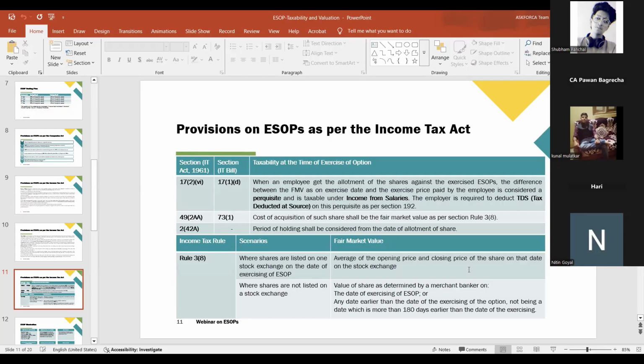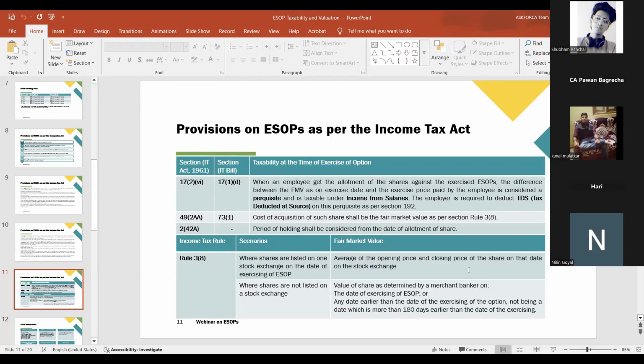If the employee has exercised the option on 31st March or 15th March, but allotment happens in April, then it will be taxable in the financial year of April, the next financial year, not the previous financial year. It will be taxable in the year in which the allotment happened, not the exercise. And the employer cannot deduct the TDS in this case; the employee has to pay the TDS part to the employer and the employer can deposit the same.